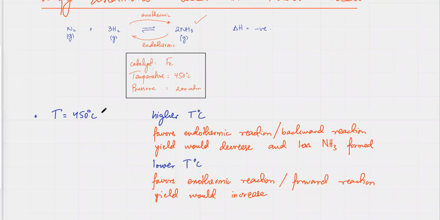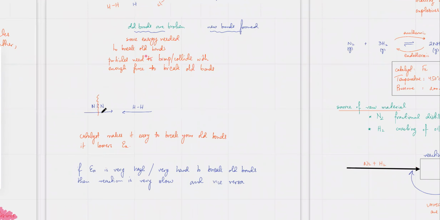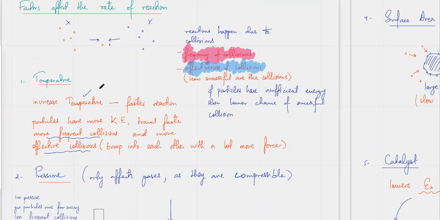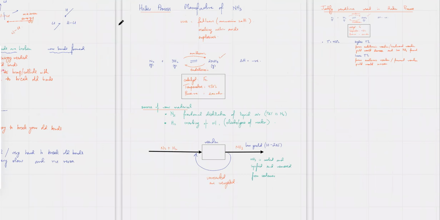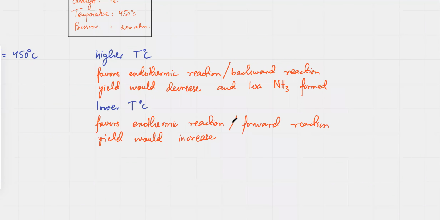But what's the problem? Why don't you lower the temperature? Because remember, in the rate of reaction, we studied what happens if you lower the temperature. The reaction slows down. Higher temperature, the reaction is fast. Lower temperature, the reaction slows down because the molecules have less kinetic energy, so they're not going to travel very fast and they're not going to bump into each other as much. So the problem with lower temperature is not about the yield. At lower temperature, it's going to favor the forward reaction. You're going to get more ammonia, but only after a longer time.